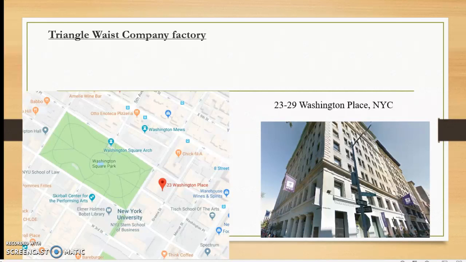NYU's occupancy in this building reflects our economic shift, our change in our society. A century ago, this was the Triangle Waist Company factory. This part of New York City was part of the garment industry. Now take a moment and think about where your clothes are produced. Most likely they're not produced here in the United States.